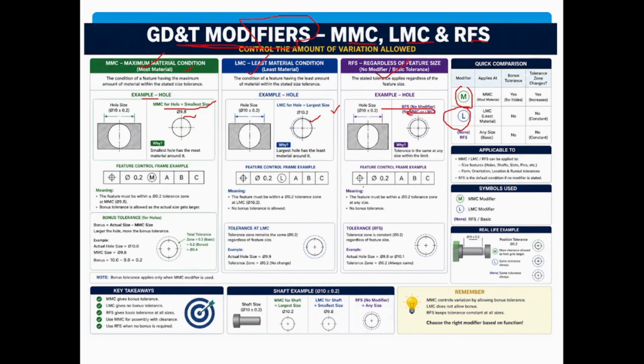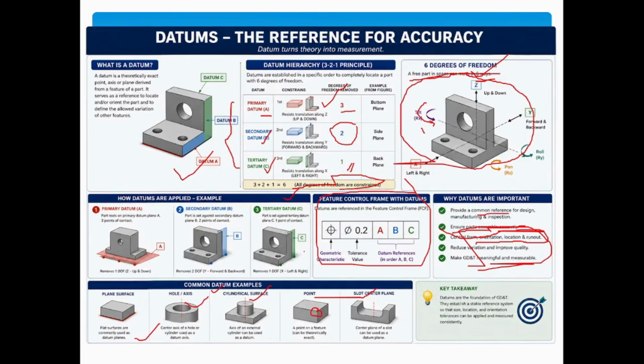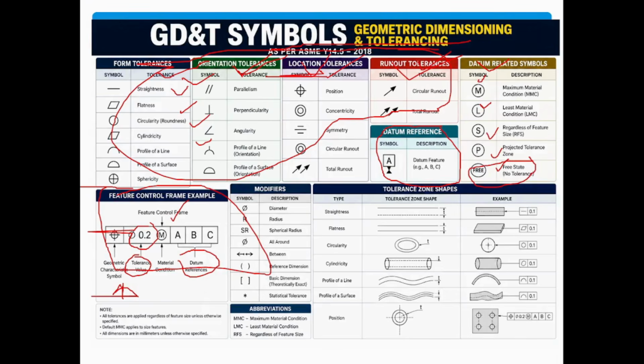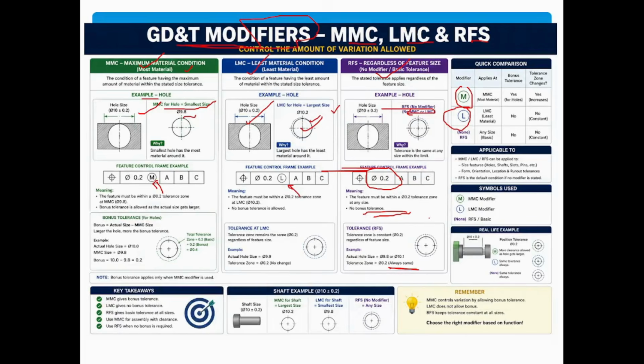So if M is given, then you already know that the hole size would be 9.8, or as per the tolerance. And if L is given, you already know that the hole size is 10.2, or as per the tolerance given. If neither is given, then no bonus tolerance is there, and the feature is accepted both ways. So this is the MMC or LMC that we usually see. Material condition gives the tolerance value in these three possible ways.